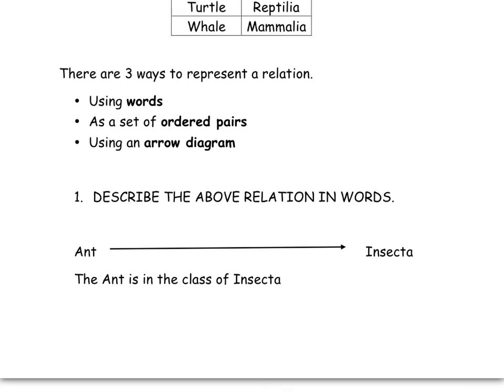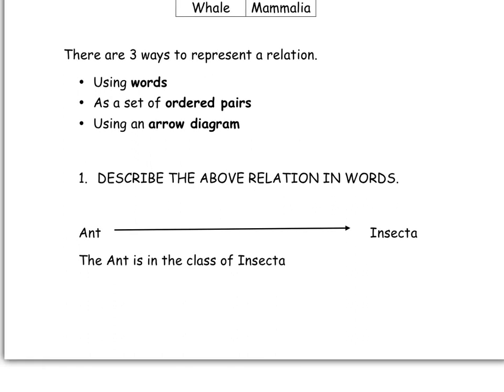Alright, first one. Let's describe the above relations in words. So if we had an ant, the relationship to an insecta is, the animal, the ant, is in the class of insecta. So pretty straightforward, right? This is that, right?